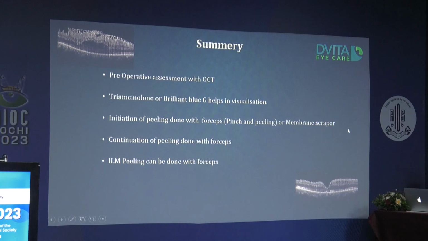In summary, preoperative assessment with OCT is important. Sometimes we can use the help of multicolor imaging also. Visualization with triamcinolone and brilliant blue dye is good and helps us in surgery. Initiation of peeling can be done with forceps or membrane scraper, but continuation of peeling is done with forceps. And ILM peeling we normally do with forceps.